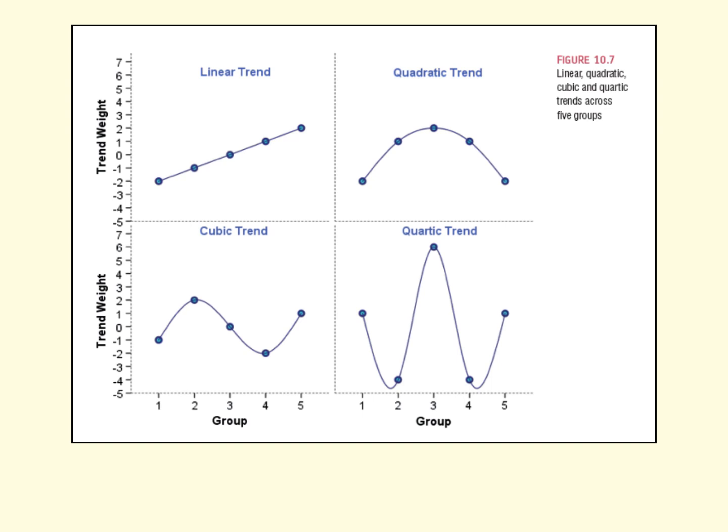By the way, this image and the previous one are from Andy Field's textbook, Discovering Statistics Using SPSS. And you can see here that we've got, in each example, 5 different levels of our predictor variable, whatever those happen to be. And you could see if there's a linear trend in the outcome variable across those, or a quadratic or a cubic or even a quartic trend.